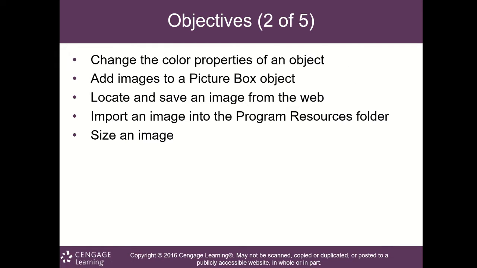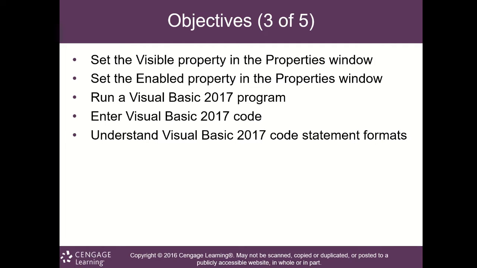The next objectives are to set the visible property in the properties window, set the enabled property in the properties window, run a Visual Basic program, enter Visual Basic code, and understand Basic code statement formats. The basic goal in this chapter is to include the code so that we can have the event-based responses for the Windows form that we generated during the first part of the presentation for this week.